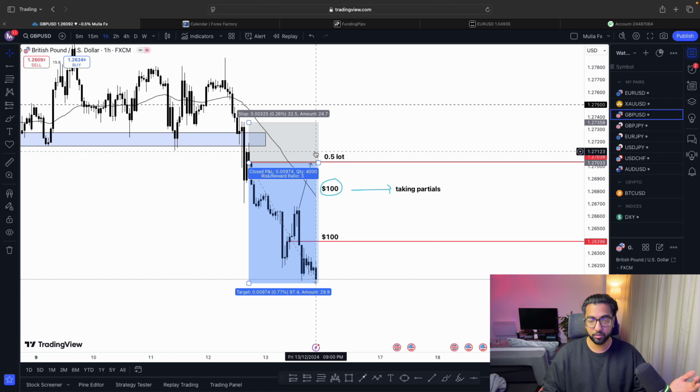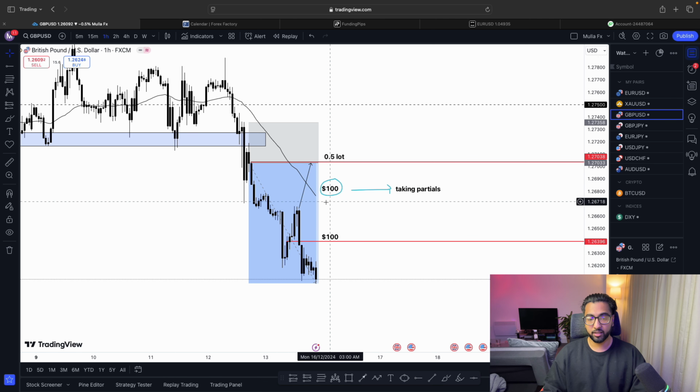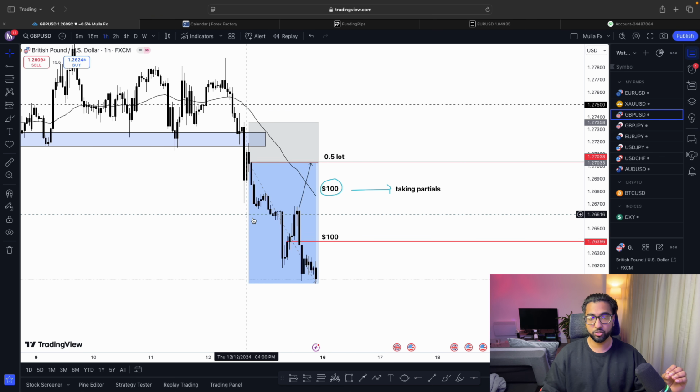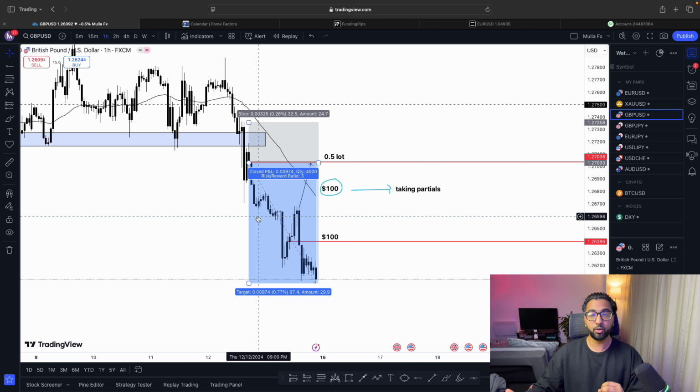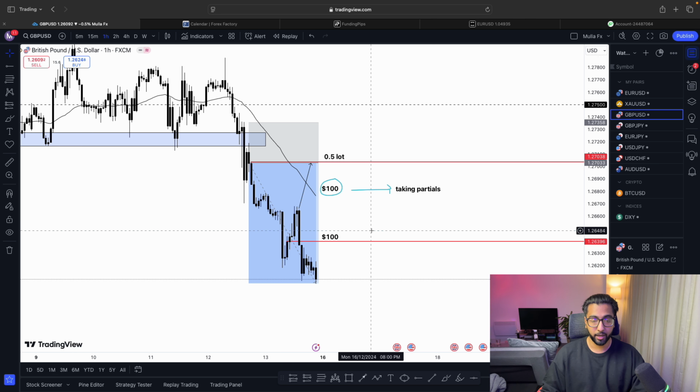So if it goes and reverses now, what would happen is, let's say price ends up hitting our stop loss, we would end up having a $0 trade within this trade. However, I did secure half of the trade, meaning that in my trading account, I will have $100. Okay. So I'll try and repeat that again.